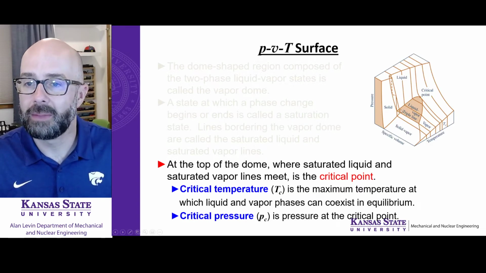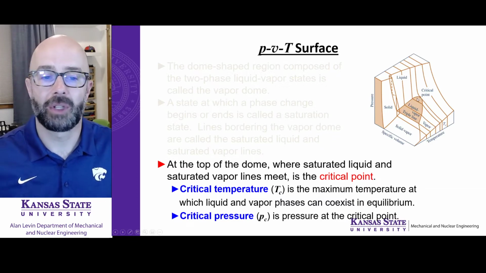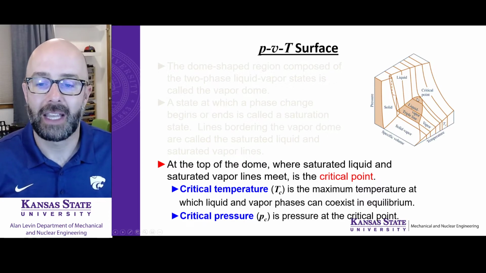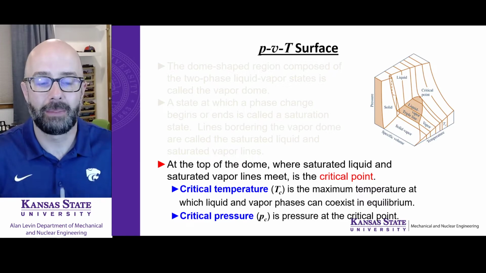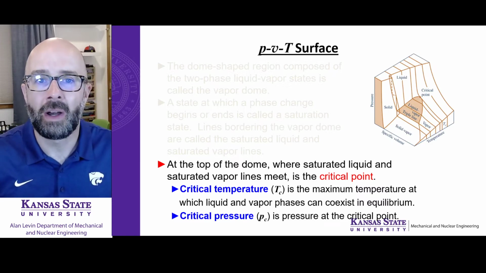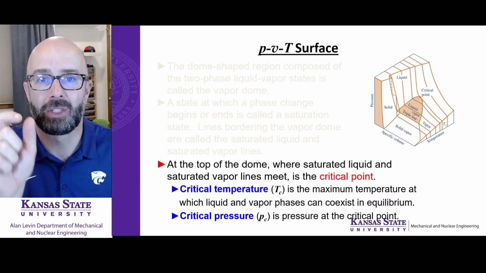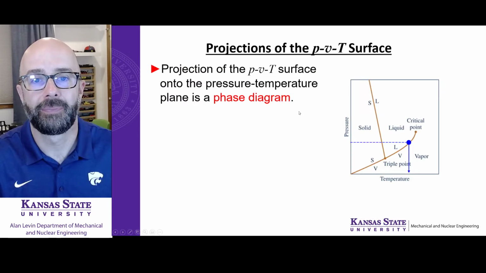Where these two lines meet, the saturated liquid line meets the saturated vapor line, is called the critical point. And it is the maximum temperature at which liquid and vapor phases can coexist in equilibrium. So we're going to have a critical temperature and a critical pressure. And you might remember from looking at table A1 in our chart, we have for every substance what that critical temperature and critical pressure is.